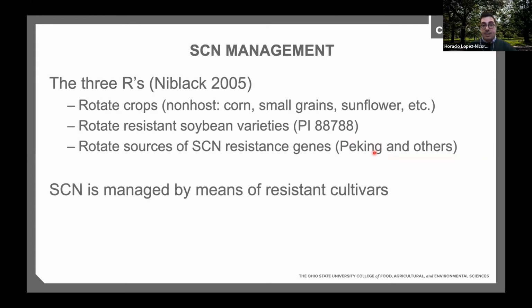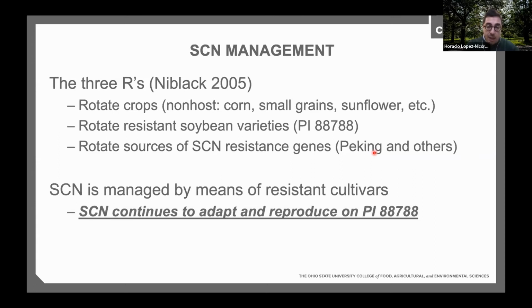But the best way to manage soybean cyst nematode, and this still does not change, is by means of resistance. If we have soybean cyst nematode, and we do have soybean cyst nematode as our main limiting constraint, we should consider planting a soybean variety. It doesn't matter what source of resistance, just put a soybean variety there that will help start that long-term process.